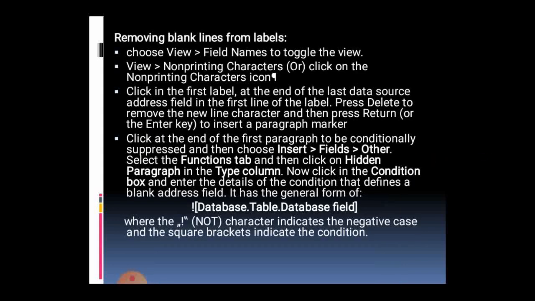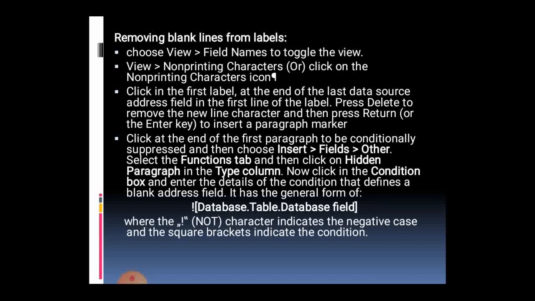Okay, next thing, so removing blank spaces or blank lines from the labels. So if there are some blank lines, it will not be clear what is being mentioned, right? So in order to check that, you have to select the view option, then field names to toggle the views, so as to see the view. Okay, the next one is view non-printing characters. We have to select the view and non-printing characters, or you have to click on the non-printing characters icon like this. It will be given with this bullet icon, like the page markers we have known. So to create that marker, we are using this icon.